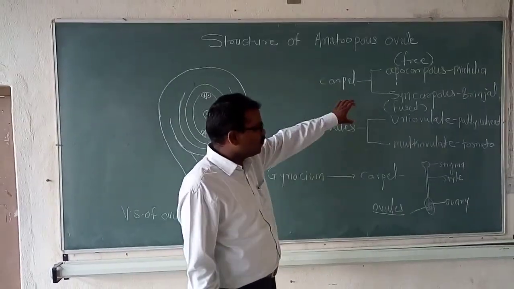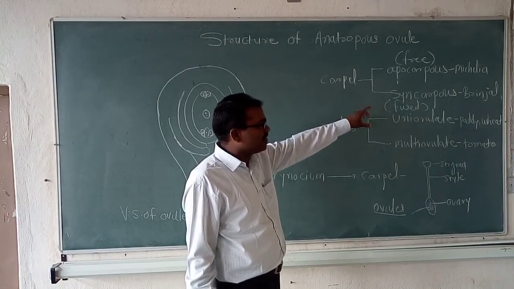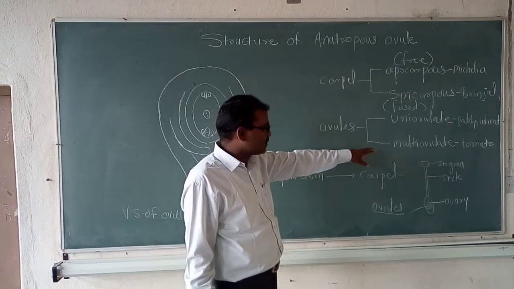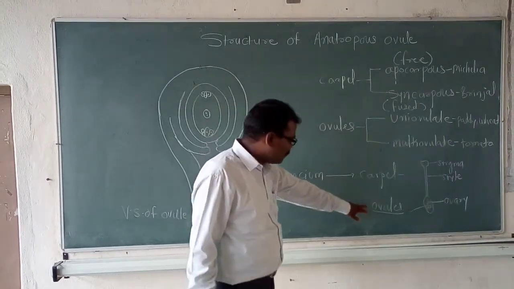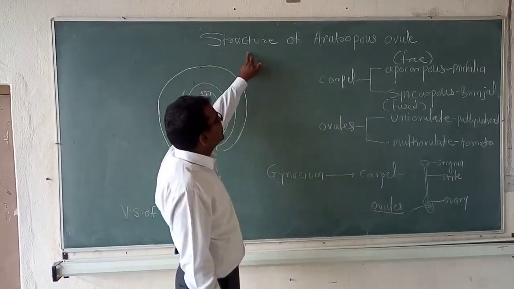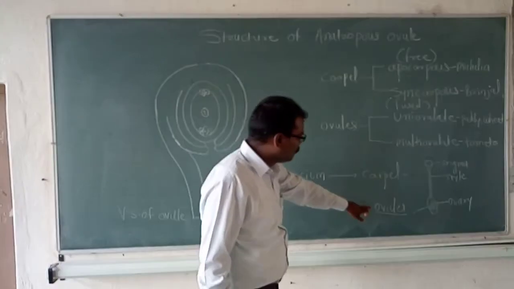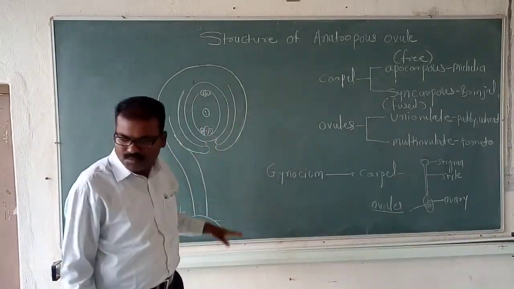Ovules are uniovulate or multi-ovulate. Example of uniovulate is paddy and wheat. Example of multi-ovulate is tomato. Then, our point is structure of Anatropous ovule. This is the structure of ovule.